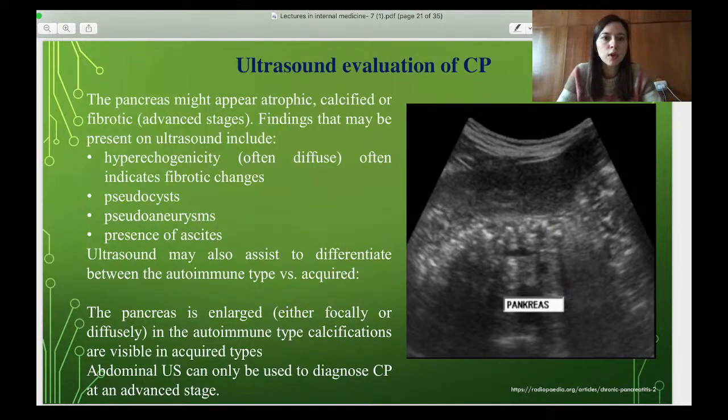Ultrasound evaluation. The pancreas might appear atrophic, calcified, or fibrotic, and findings that may be present on ultrasound include hyperechogenicity, pseudocysts, pseudoaneurysms, and the presence of ascites. Ultrasound may also assist in differentiating between the autoimmune type versus acute.